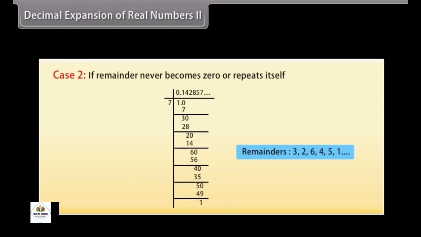Case 2 is, if the remainder never becomes 0 but repeats itself, then the decimal expansion of such numbers is non-terminating recurring. Example. Let us now have a look at one example. 1 by 3 is a rational number. The decimal expansion of 1 by 3 is 0.3, 3, 3, 3, and so on. And we can see that 3 is repeating here. We write it as 0.3 bar.